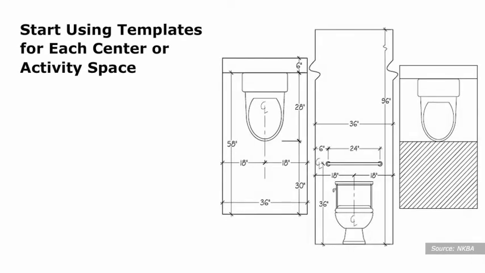Start using templates for each center or activity space and place them on your room outline using the bubble diagrams as your guide. A template is a scale drawing representing the fixtures, cabinetry, and clearances for a center or activity space.